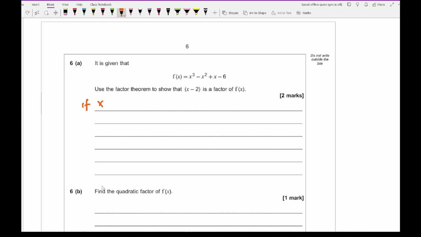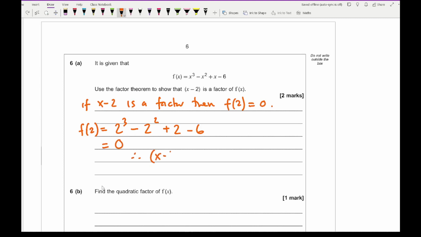So if x minus 2 is a factor, then f of 2 equals 0. So then substituting f of 2, I get 2 cubed minus 2 squared plus 2 minus 6, and that does equal 0. So therefore x minus 2 is a factor.